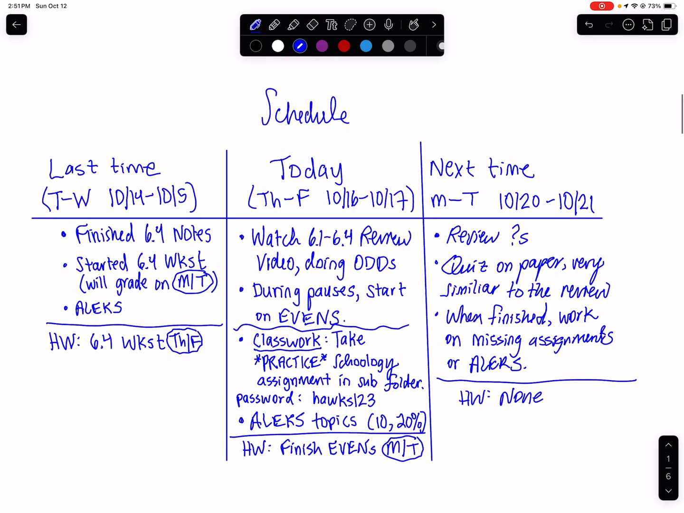So let's take a look at what the schedule is, so we're all on the same page. So last time we finished the 6-4 notes on absolute value inequalities, and we had time to start a worksheet that went with it. That worksheet was due today. We won't be grading it today, but you can find the key in the subfolder in Schoology.